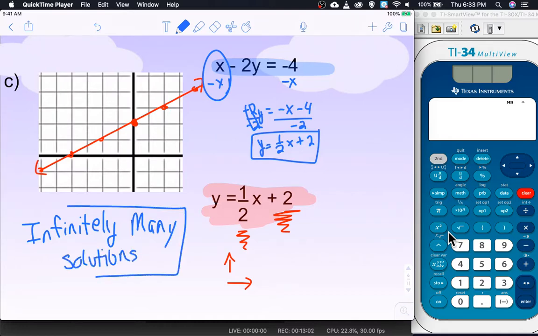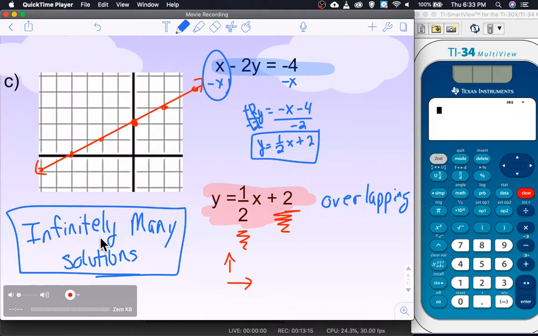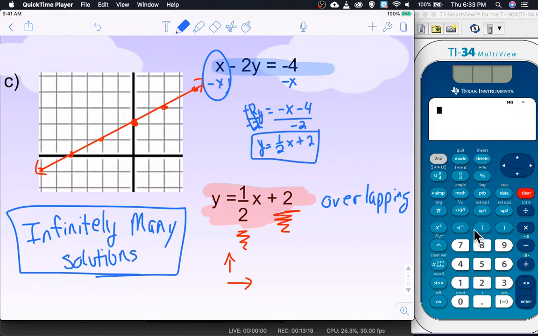And that's the answer to the question. If it helps you understand to say that they're overlapping, you can. But that is not the answer to the question. The answer is there's an infinite number of answers. I can't tell you one because there's too many.